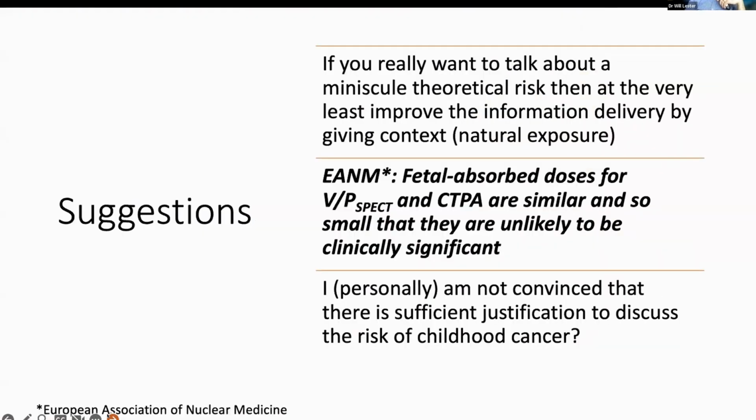So my suggestion is, if you really, really want to talk about this minuscule theoretical risk, then at least improve the delivery of information by not necessarily giving numbers, but giving some relative comparison to natural exposures that we get. Also, distinguishing between VQ and CTPA is just pointless. The exposure is so low for both of them. Why are you even bothering to determine between one tiny thing and another tiny thing? I think that just adds to the confusion. I personally am not convinced that there is justification to even discuss childhood cancer. That's just my take on it.